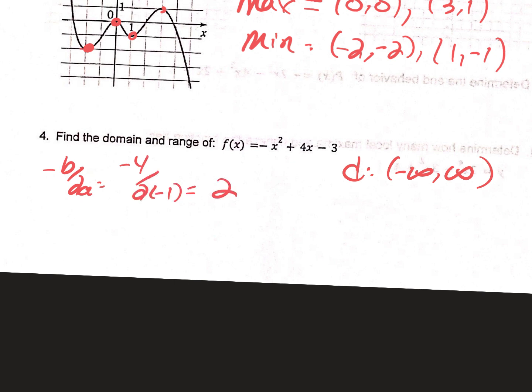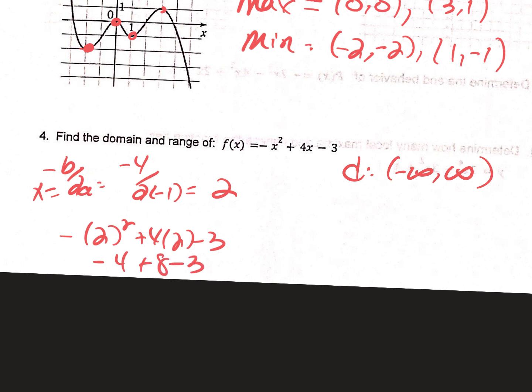If you work that out, you're going to get 2. Now, that's the x coordinate of the vertex. I should have put that first. To find the y, I've got to take that 2 and plug it in for the x's. So it would look like this, plus 4 times 2 minus 3. So that's negative 4 plus 8 minus 3.